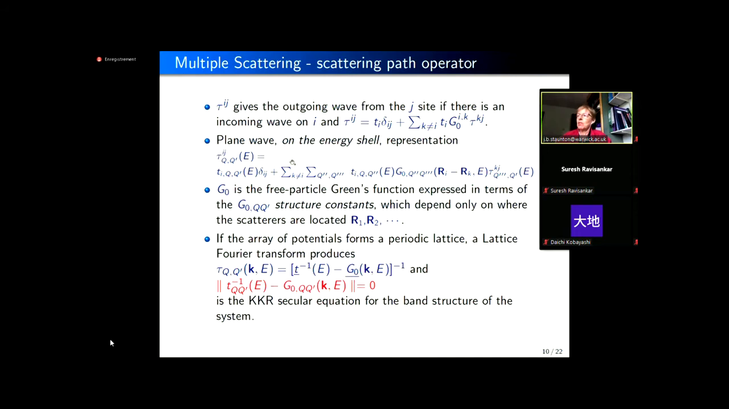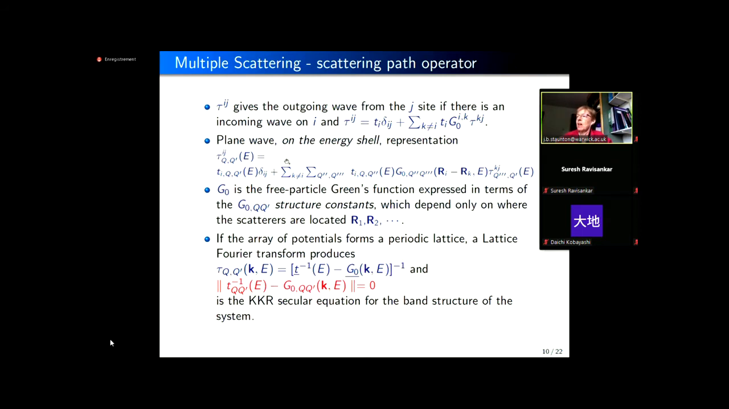As ever, one looks for an appropriate representation. So I've written it generally here, but for relativistic multiple scattering, these Qs, these labels, could be the kappa MJ, so LJ and MJ labels, or equivalently, by just considering the transformation from these spin angular functions to spherical harmonics and Pauli spinors, etc., you could express this just as well in terms of orbital angular momentum, its projection M and the component of spin, so L, M, and MS.